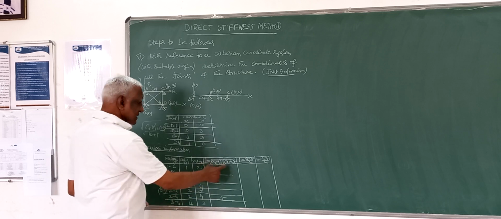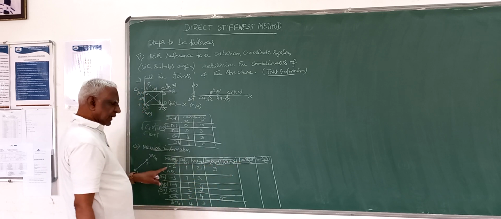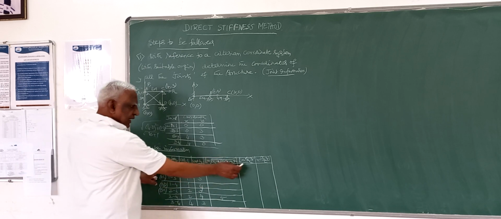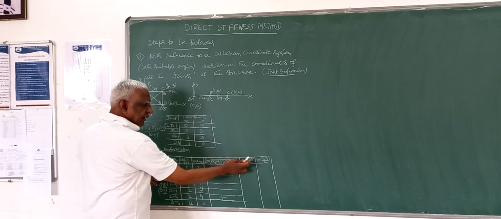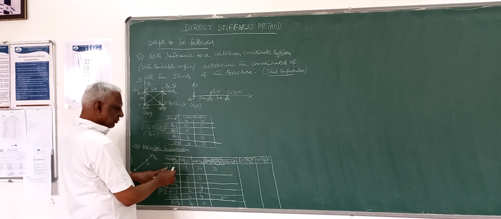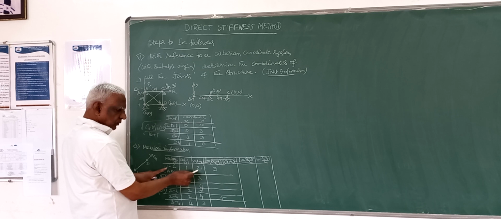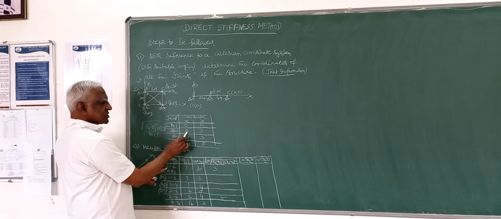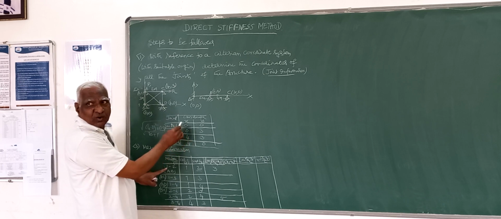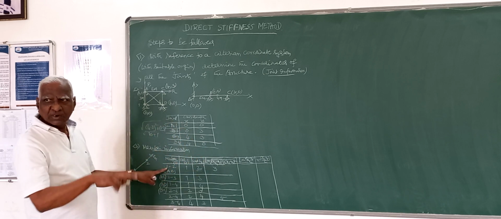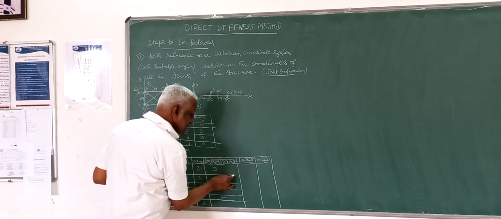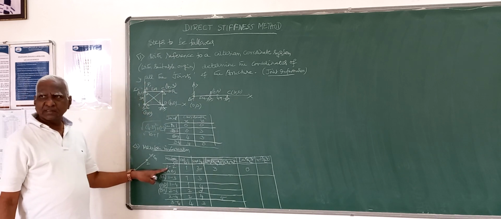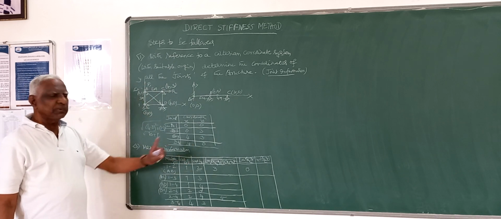Take this member AB. What direction cosine do you have to select? L, the first direction, that is xk minus xj. For member 1, 2, xk means x2, xj means x1. That is x2 minus x1, which is 0 minus 0, that is 0, divided by length L, that is again 0. So naturally, the direction cosine of member AB, that is the first direction cosine L, will be 0.